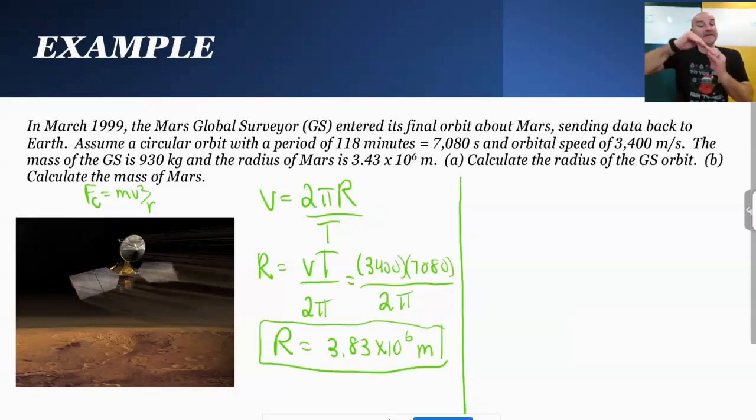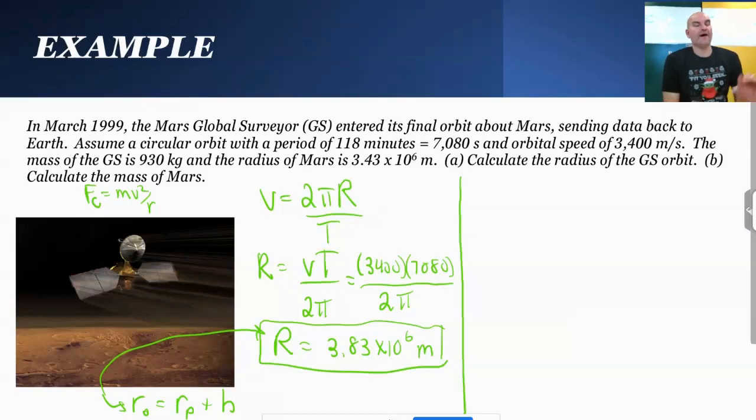Now, that doesn't mean that's the height off the surface, because in these equations with planets especially, and we'll address it in the next one, the radius of orbit is the radius of the planet plus the height. So that R sub O is the R that we actually just calculated. If we wanted to find how far off the planet it was, we'd have to subtract the radius of Mars from the number we just calculated. Because the way you think about it is, here's Mars, here's our orbit, and what we actually found was this value, not that one.